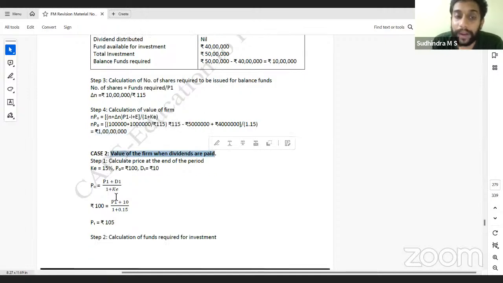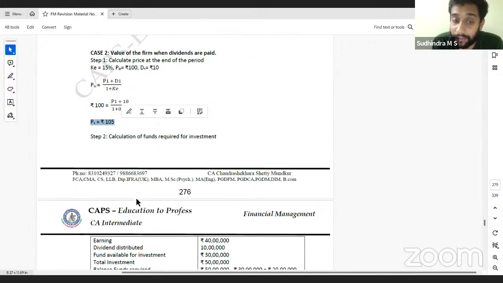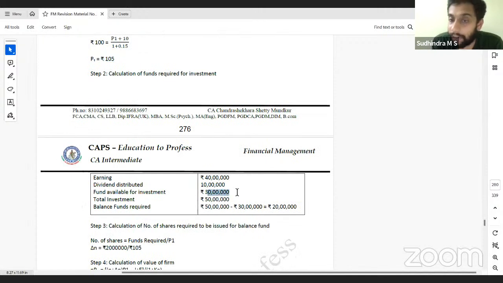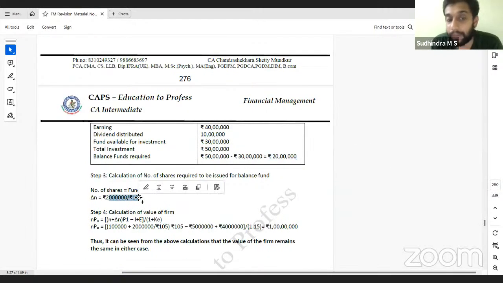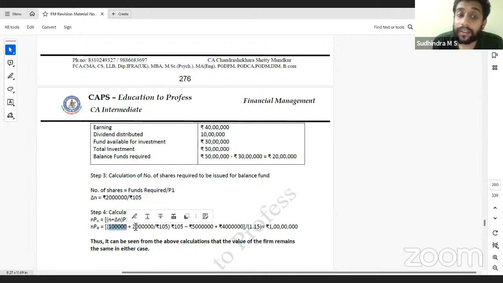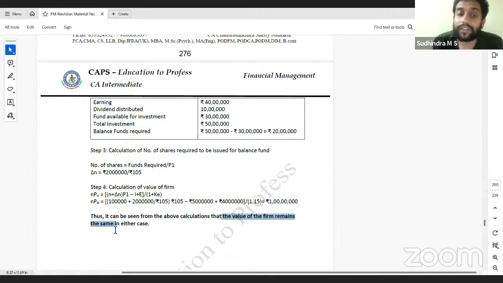Value of the firm when dividends are paid, P1 plus D1 divided by 1 plus KE, P1 plus 10 by 1 plus KE, you will get P1 as 105. In that case, 30 lakhs will be available for investment because dividend of 10 lakh is paid. 50 lakh minus 30 lakh, 20 lakh to be raised. 20 lakh by 105 is the number of shares. By applying that formula, your value of the firm will remain 1 crore. Therefore, value of the firm remains the same in either case. Is that clear? Yes, sir.